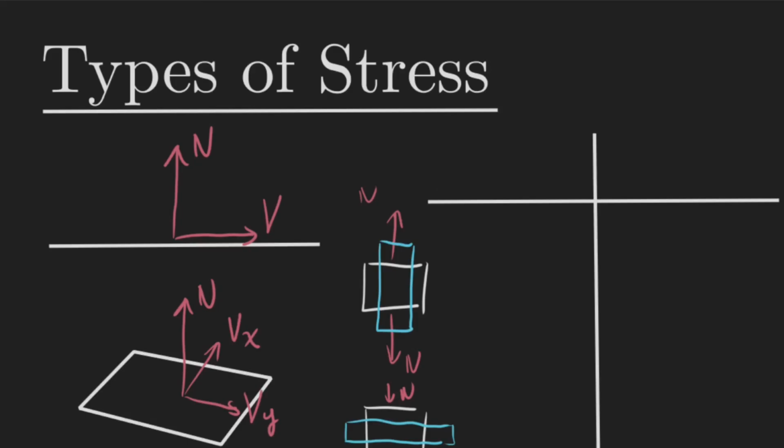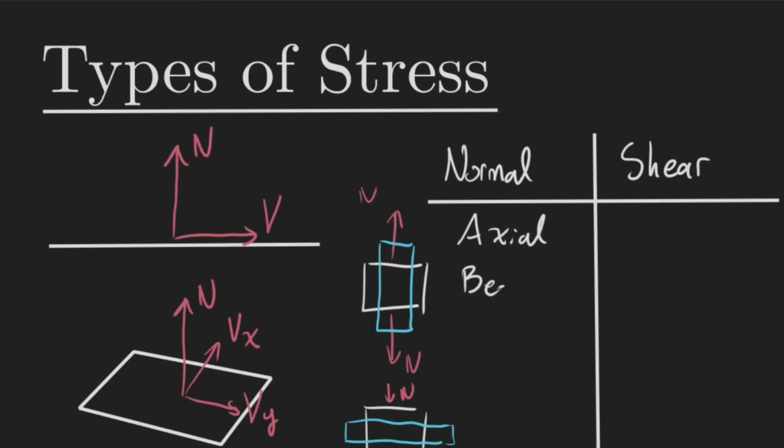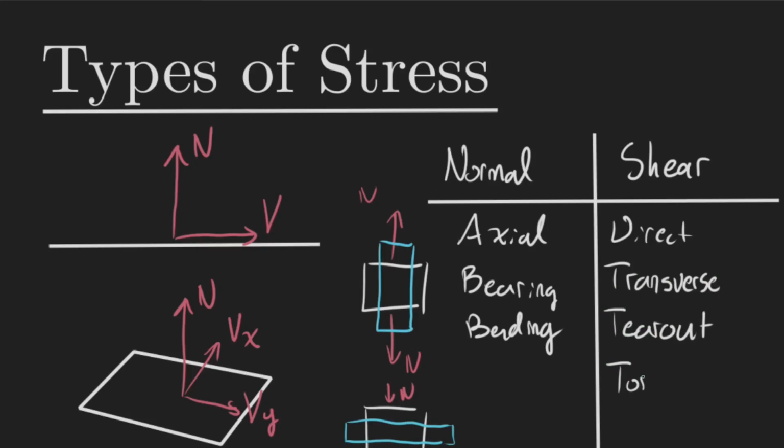So these are our 2 types of stress. We have our normal and we have our shear. And as we go through the course, we're going to see that there's all types of different stress. So we already looked at axial normal stress, but there are other types. We're going to have something called bearing and bending. And then for shear, we're going to have direct, transverse, tearout, and torsional.